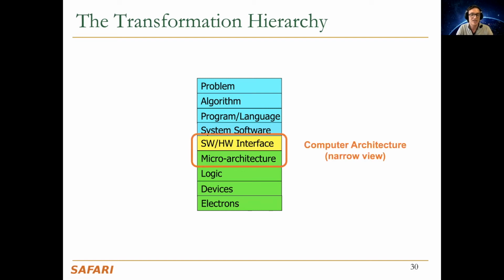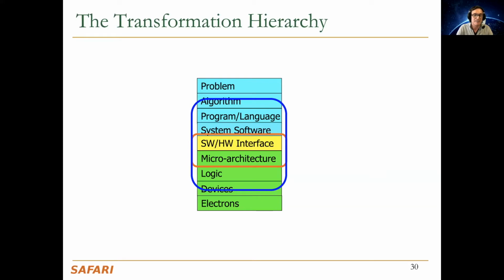So this is the transformation hierarchy, and this is where computer architecture sits in that transformation hierarchy. It's really the hardware-software interface and the implementation of it, microarchitecture. But this is a very narrow view, and I will hopefully convince you in this lecture that it's a narrow view. We're going to focus on this expanded view of computer architecture going forward.